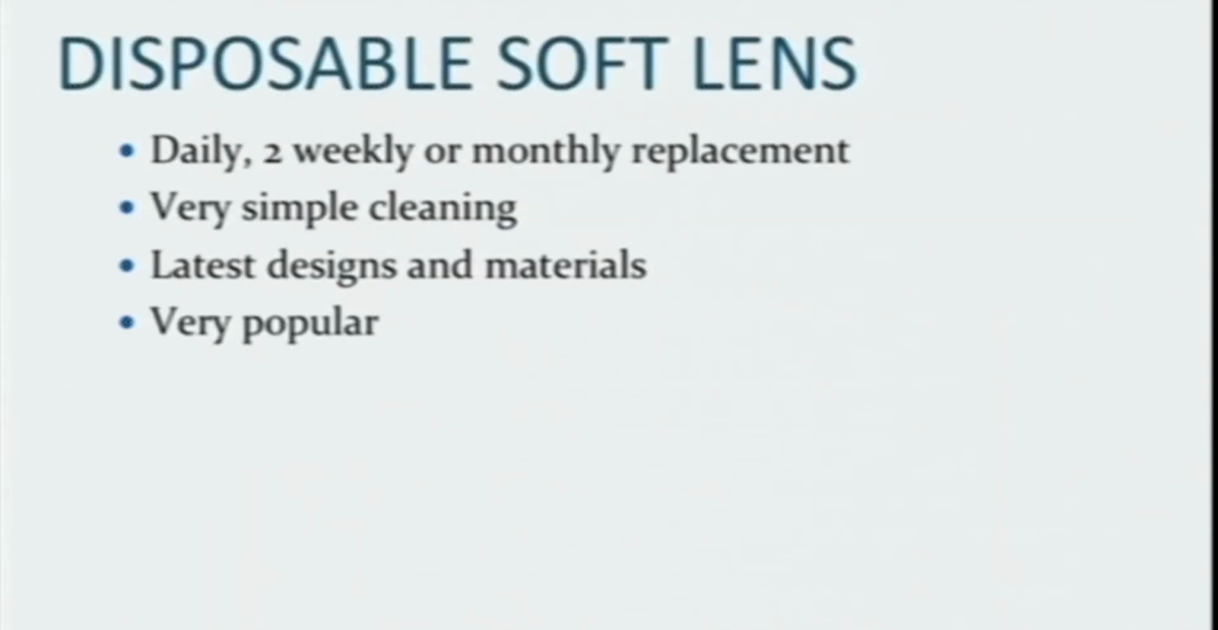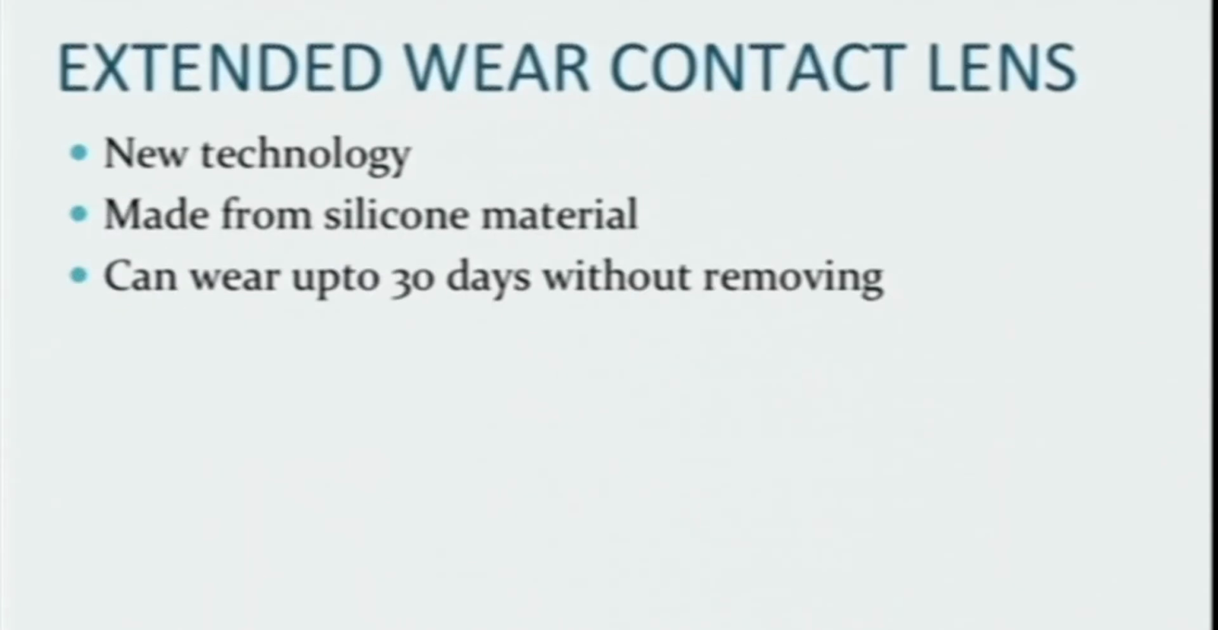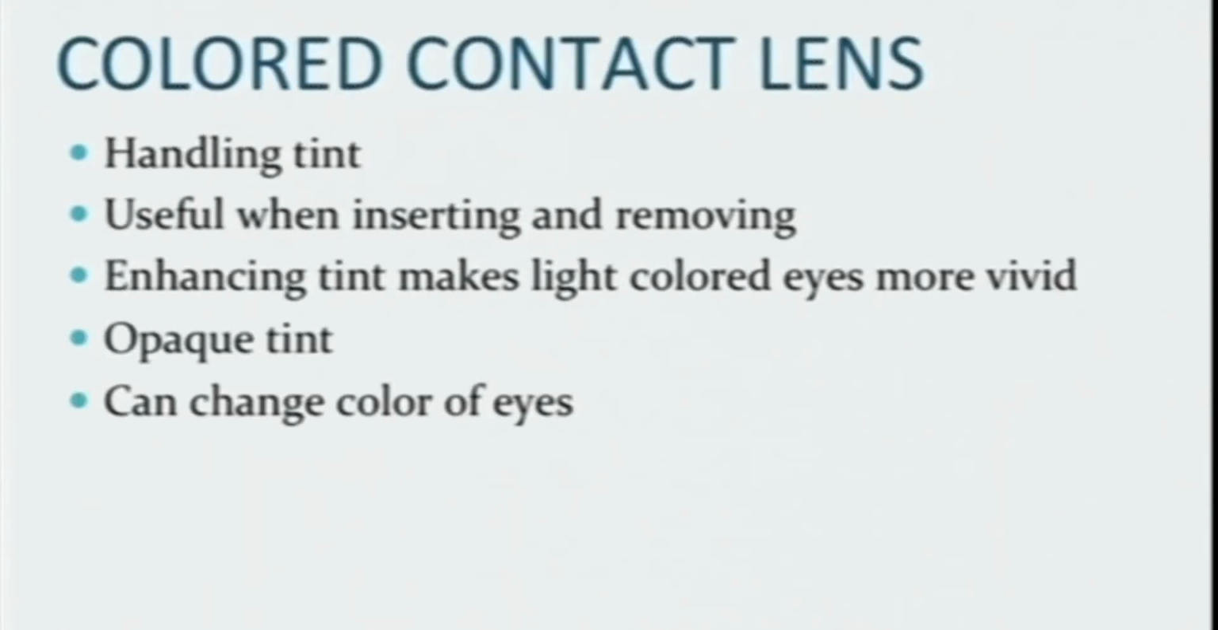Types of contact lens: there are disposable contact lenses, daily disposable, 2 weekly disposable or monthly replacement. It's a simple cleaning method which is used, with latest designs and materials, and it's more popular. And then there is the extended wear lens made from silicone material. Colored contact lens, handling tint. High myope patients will be having difficulty in locating the lenses during wear, so tinted lenses will be better for them, and it's useful while inserting and removing the lenses also.